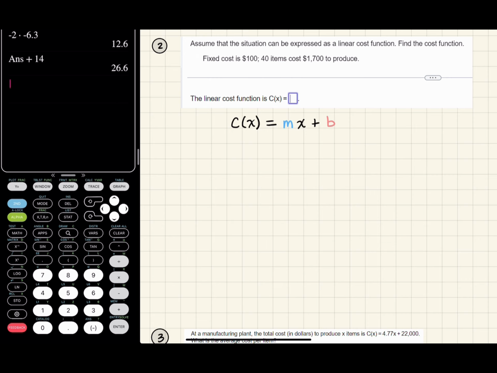So let's see here. We know that this is fixed cost. This is our variable cost. And then, of course, this is the total cost. Alrighty, well, they told us the total cost was $1,700.